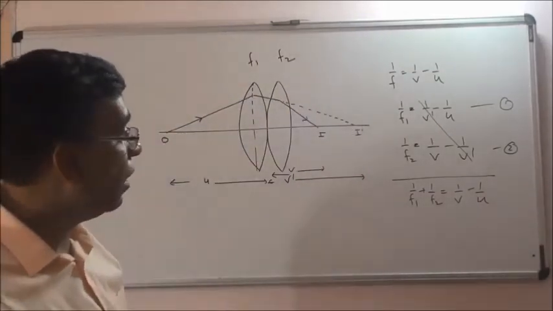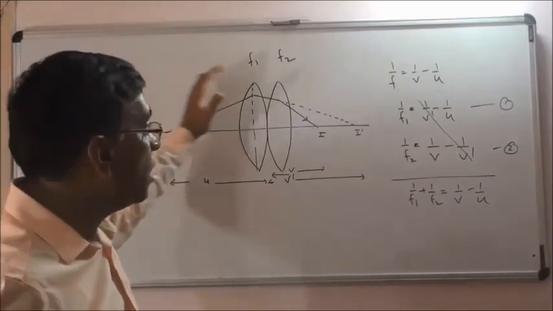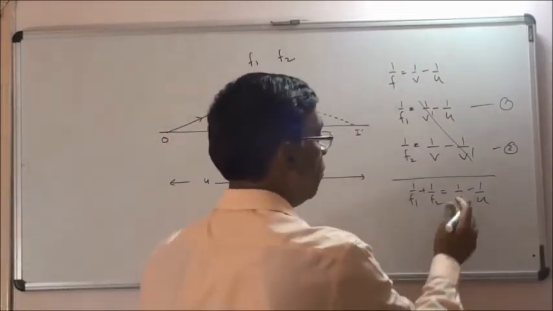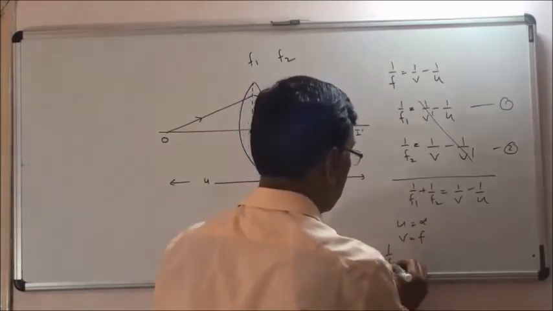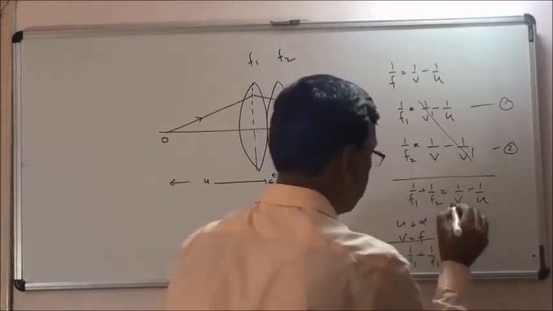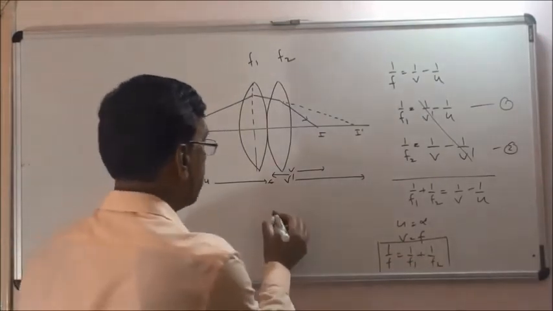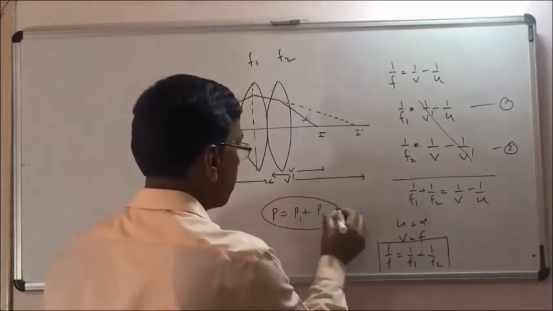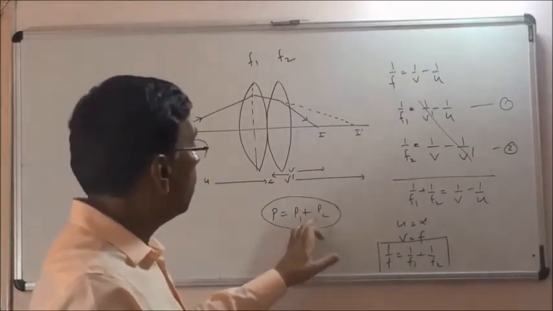And again, if I take object at infinity, if the rays are coming from infinity, those rays will be converged at the focus. So if u is infinite, v will be f. This is the focal length of the combination. 1 by f is 1 by f1 plus 1 by f2. 1 by f is power, that is P1 plus P2. So the power of the lenses, they are added.